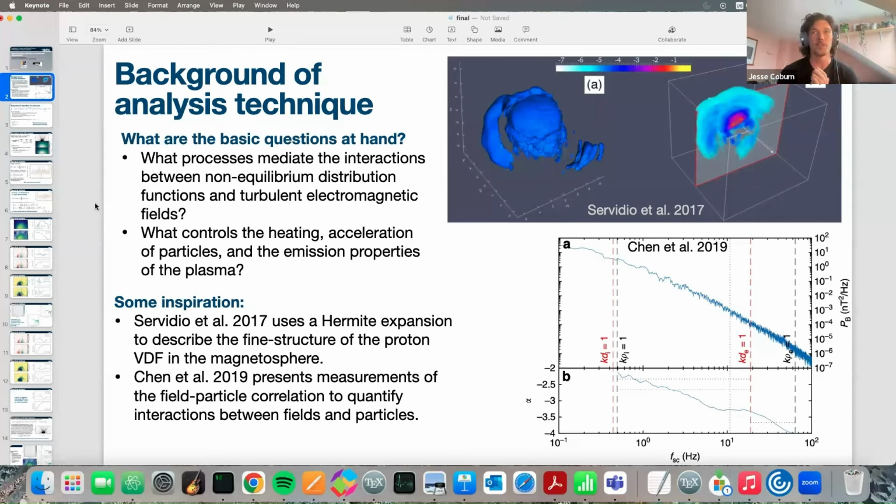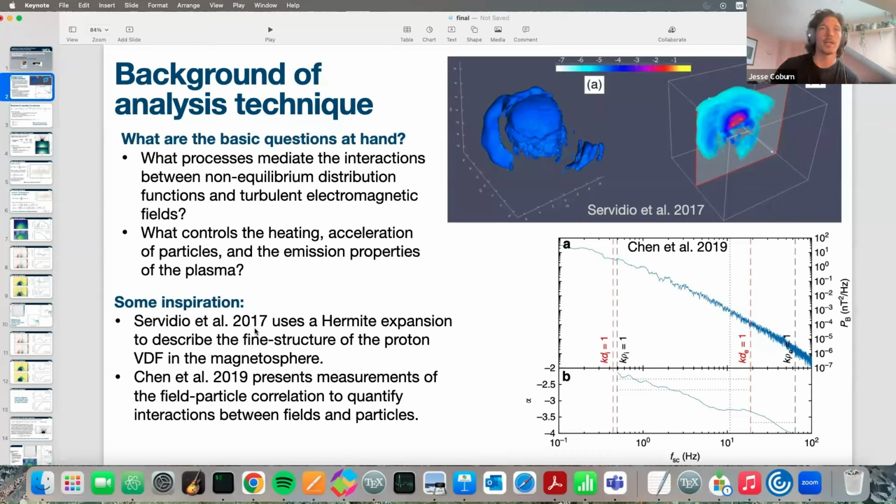I'm drawing on some inspiration. These are two figures on the right-hand side. At the top, you have Servidio et al. 2017. What you're seeing, in blue, is an isocontour of the ion velocity distribution function as measured by MMS. It's an average of the four spacecraft. In this article, Servidio employs a Hermite expansion to describe the proton VDF, the ion VDF in the magnetosphere.